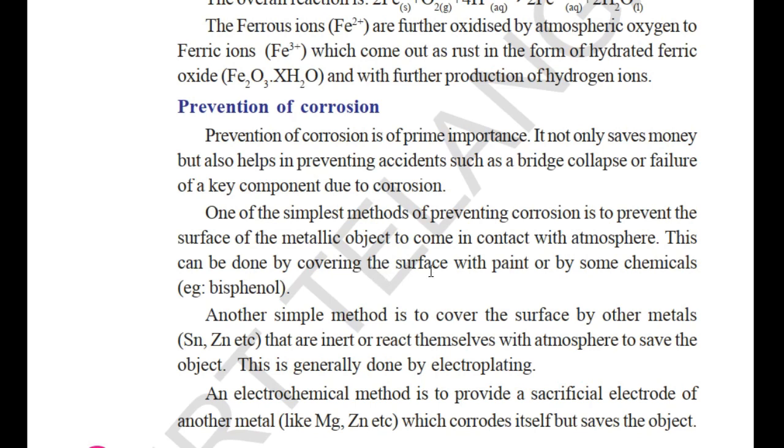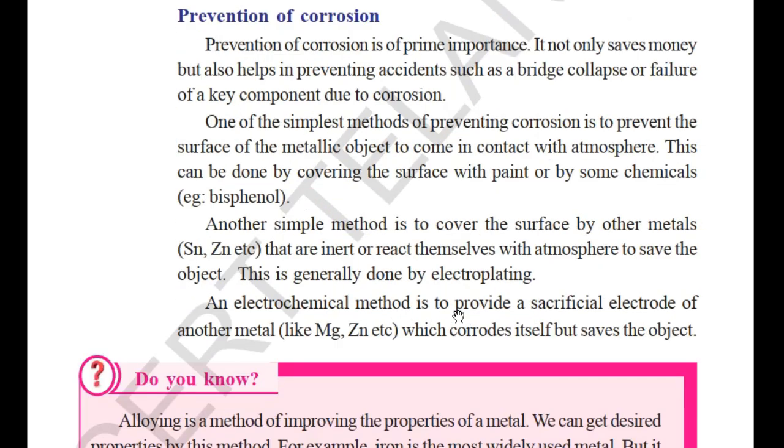The second is covering the surface with paint. That is the reason we use some chemicals like bisphenol in the painting. Another simple method is to cover the surface with another metal. You may have learned this in the electroplating method in the 7th class. Covering one metal with another metal is the galvanization process. Next, the electrolysis method, providing electrolytes, and other methods.